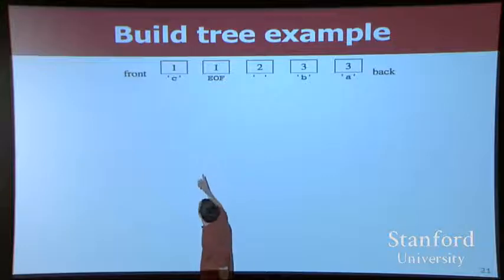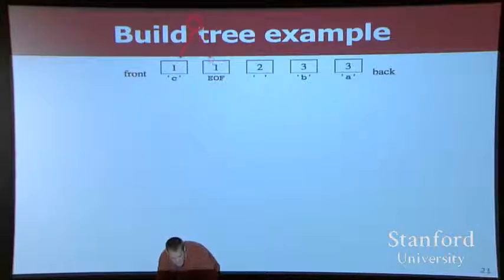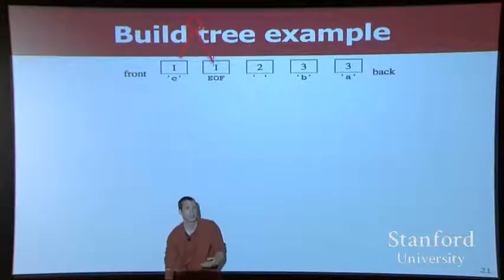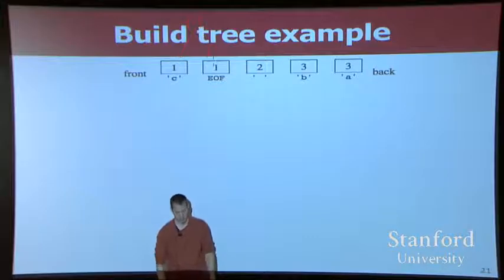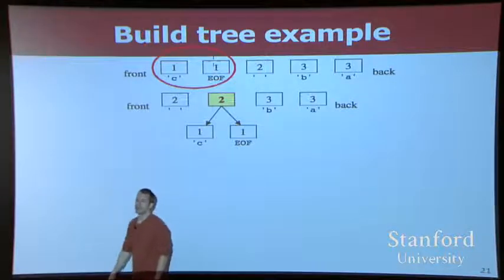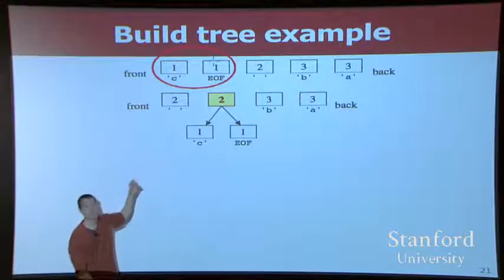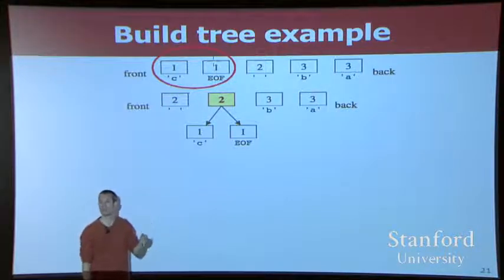You start with this. You DQ those 2 nodes. Those are the ones with the lowest frequency, so they come out first. You make a new tree node that has these as its left and right children, and you put that parent back into the priority queue. So the EOF and the C come out, and what goes back in is a new node with them as its children. And the key thing is the node that has the C and the EOF as its children has a frequency of occurrences of its own, and that's the sum of everything underneath it.